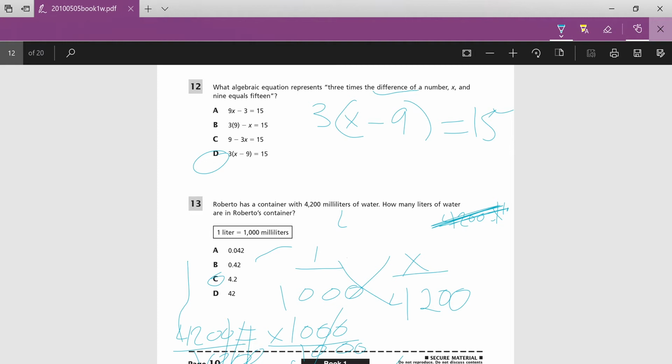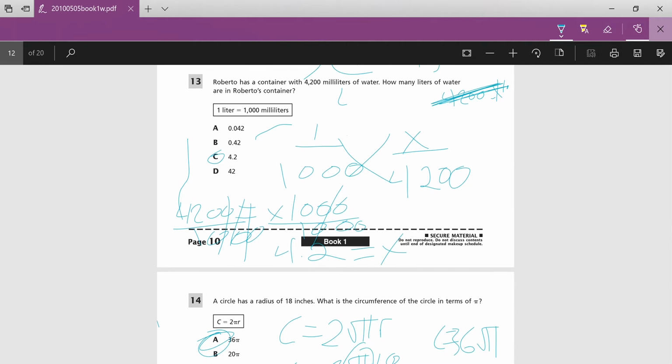So we know that the first thing that we have to do is x minus 9. So we have that over here. I'll rewrite it over here. And we know that 3 times the difference of a number and x would equal 15. So that means first we would have to subtract x minus 9 and then times it by 3 to equal 15. And that is how we get our answer for 12.